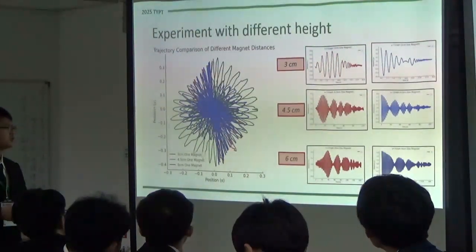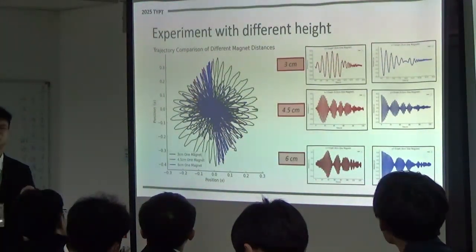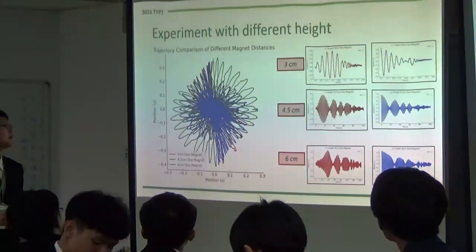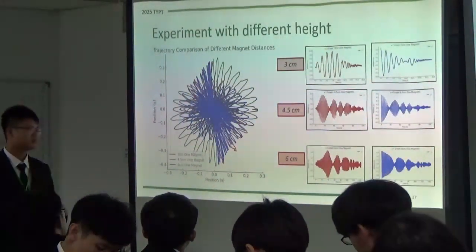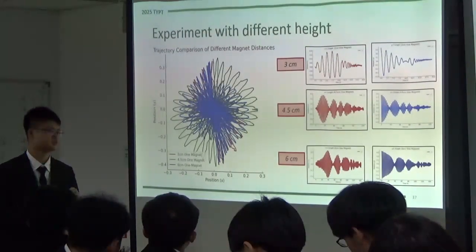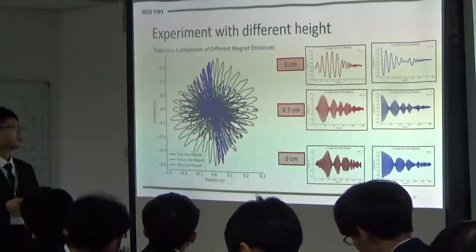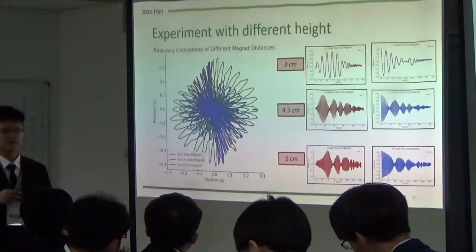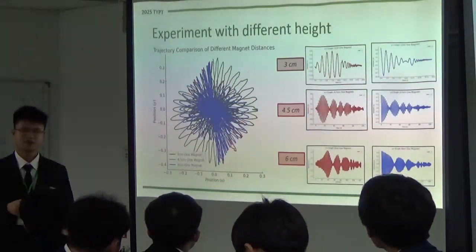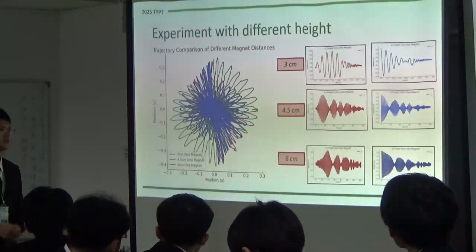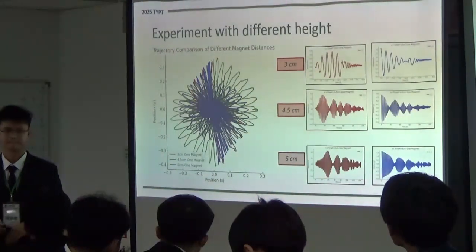Compared to those motions above, I can add the trajectories of the different motions together. As you can see, the red line, which shows the 3 centimeters magnets, is much more in the same direction, because the attractive force is more significant and affects the trajectory of the motion.